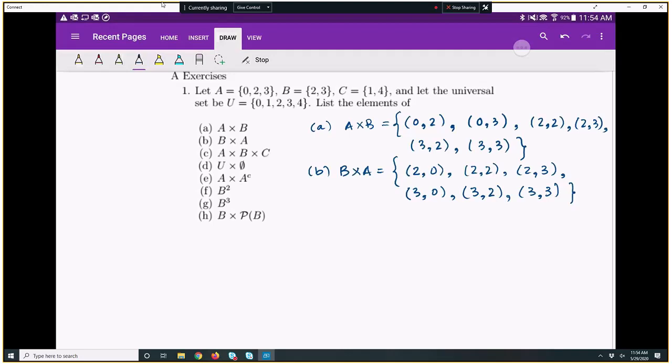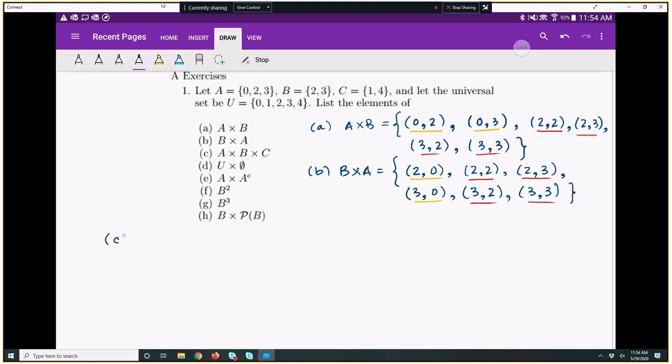6 elements. Now we can pause here and notice that these are not the same. I do have some elements in common, like 2, 2, 2, 3, 3, 3, and 3, 2. Those are the same in both sets, but that's sort of just a coincidence. I can also clearly see that I have some that are not the same. So we want to note here that A cross B is not, in general, equal to B cross A, and we'll explore that a little bit more coming up.